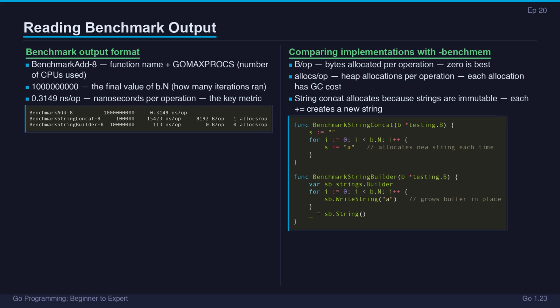The string concatenation example is a classic benchmark in Go. s += a creates a new string on each iteration because strings are immutable. strings.Builder grows a byte buffer in place and only allocates once when you call String. The benchmark with -benchmem makes this visible. Concat shows thousands of bytes per operation and 1 allocation per iteration. Builder shows 0 allocations. That's the kind of insight benchmarks are for.